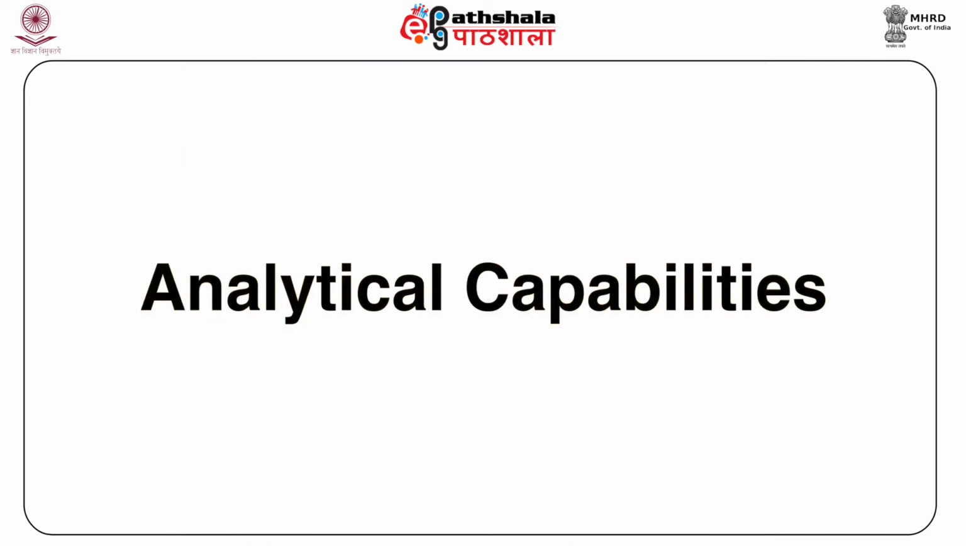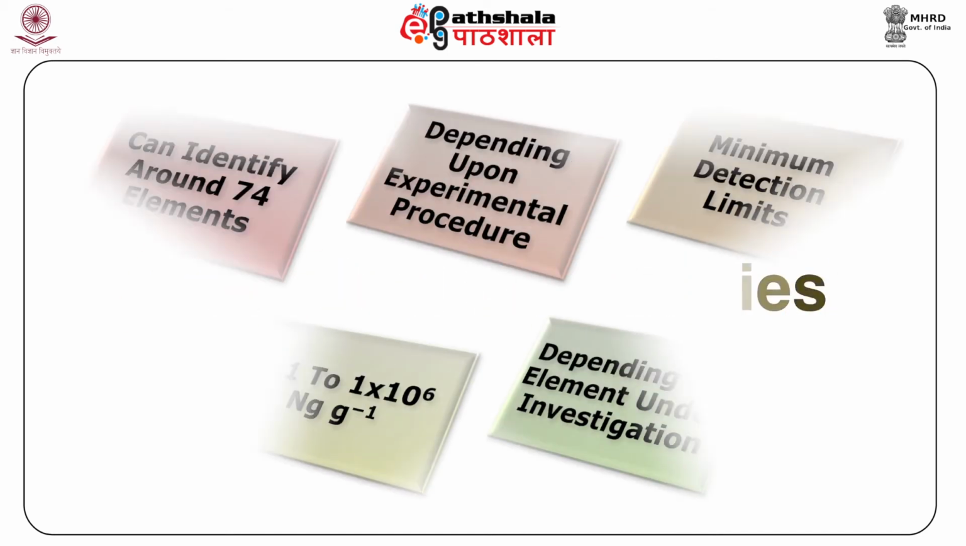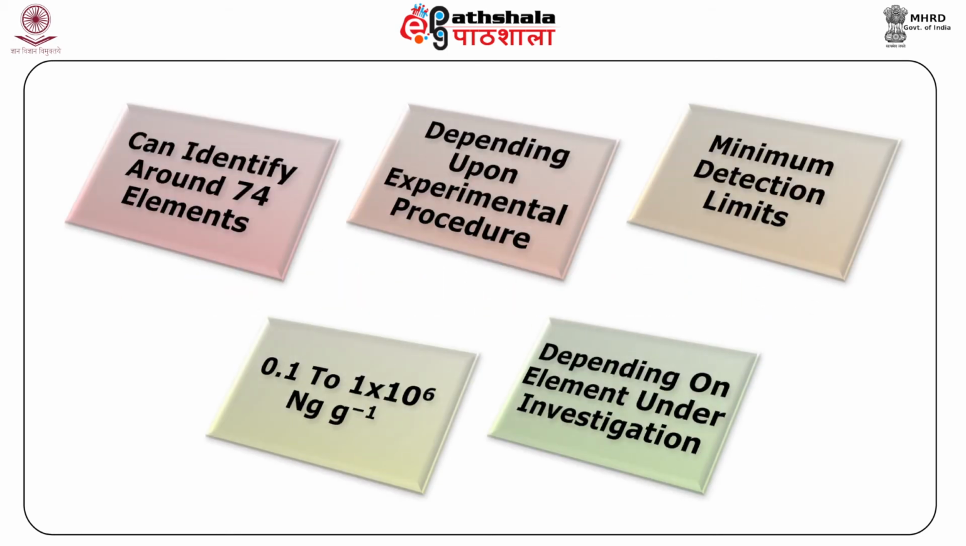Moving on to analytical capabilities. Neutron activation analysis can identify around 74 elements, depending upon the experimental procedure, with minimum detection limits ranging from 0.1 to 1 times 10 to the power 6 nanograms per gram, depending on the element under investigation.